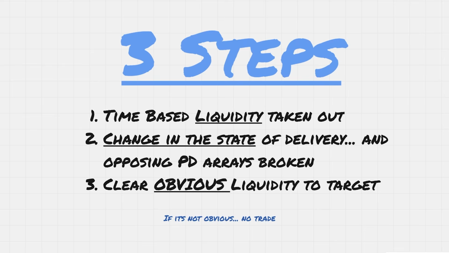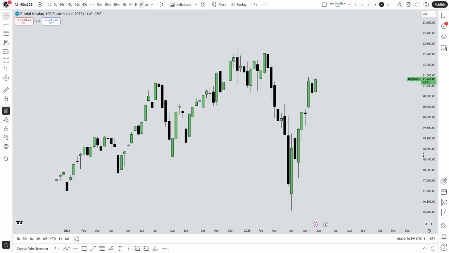But the first thing we want to look at is look for liquidity pools to get taken out. That's where we can start to hunt for these changes in the state of delivery. And then we're looking for these PD arrays to get broken. I'm just giving you guys multi-layered confirmations into finding the highest probability draws on liquidity. So now let's take a look at the NASDAQ. I'm going to be showing you guys a bunch of examples in here of everything that I just talked about. So I'm going to simplify it all.